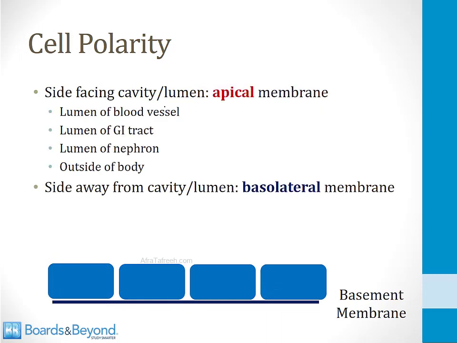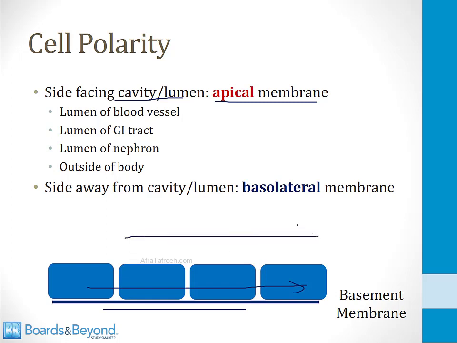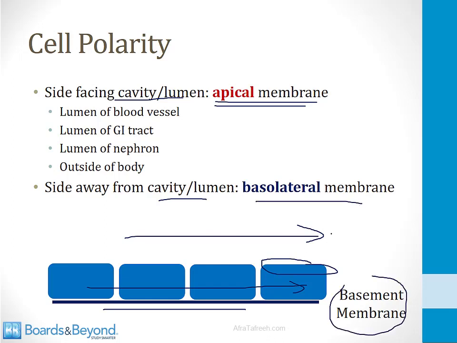The side of the epithelial cell that is facing a cavity or a lumen in the body is called the apical membrane. So for example, if you look at my drawing on the bottom of the screen here, we've got a basement membrane and four epithelial cells sitting next to each other. If this is the lumen of a blood vessel here, or the lumen of the GI tract, or the lumen of a nephron, or the outside of the body in the case of the skin, we would call this side of the epithelial cells the apical membrane. The side that is away from the cavity or lumen, the side that faces the basement membrane, is called the basolateral membrane. You just need to know that terminology.